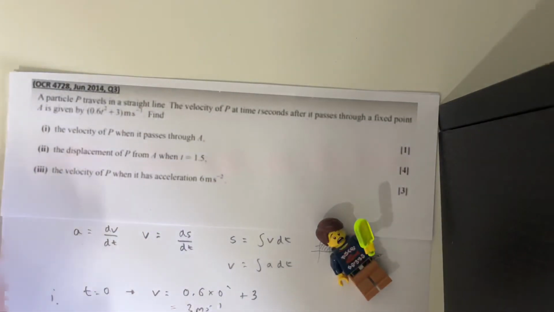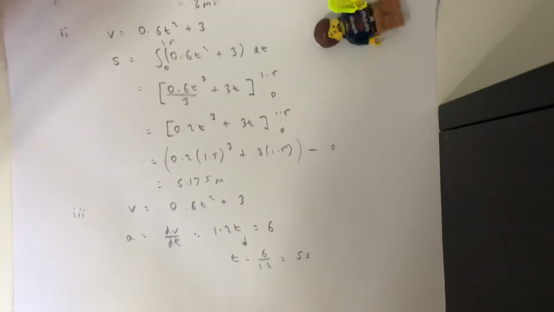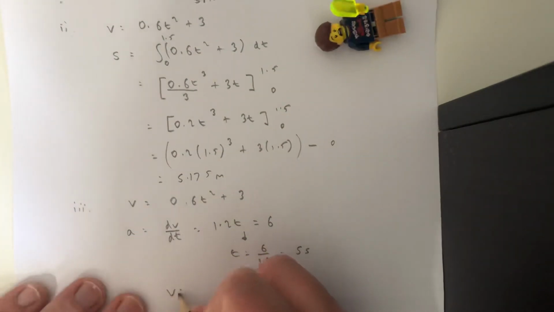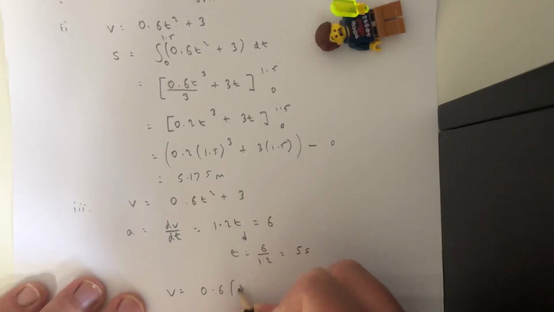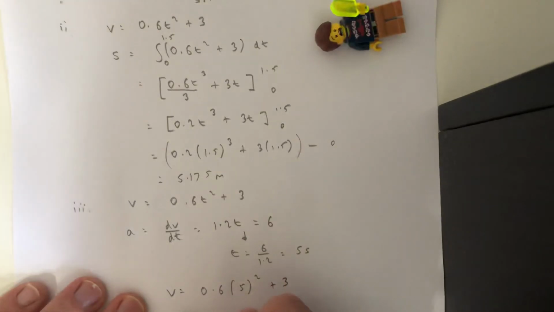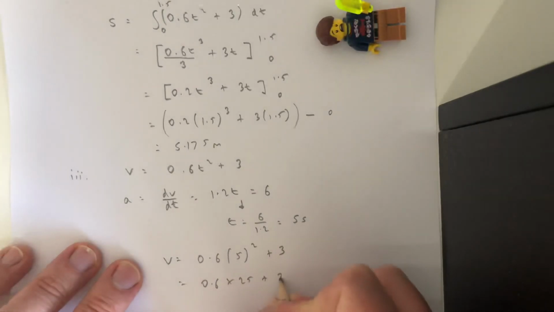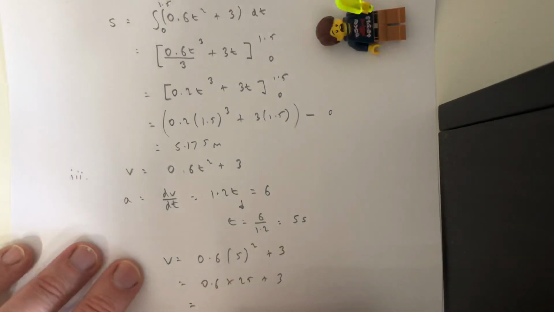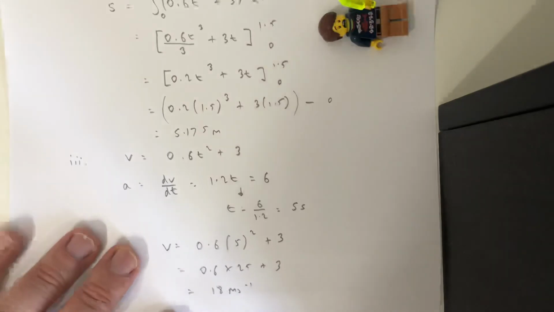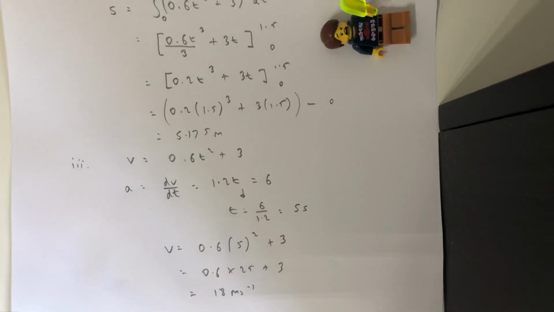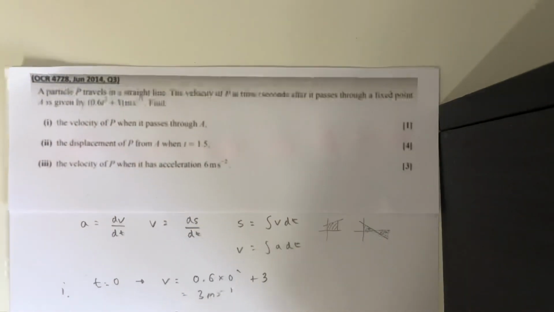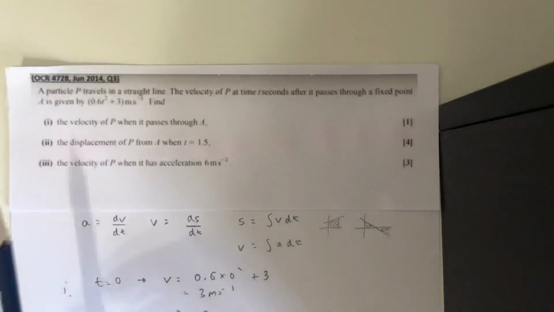And so now, in order to work out the velocity of P when acceleration is 6, I put my 5 seconds back into the original equation. So v is 0.6 lots of 5 squared plus 3, which is 0.6 times 25 plus 3. What's 0.6 times 25? 15, plus 3, which is 18 metres per second. Okay, and that would be the answer to the question. All right, so there's an example of some variable acceleration.